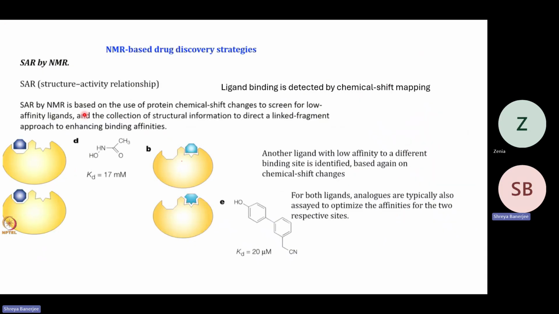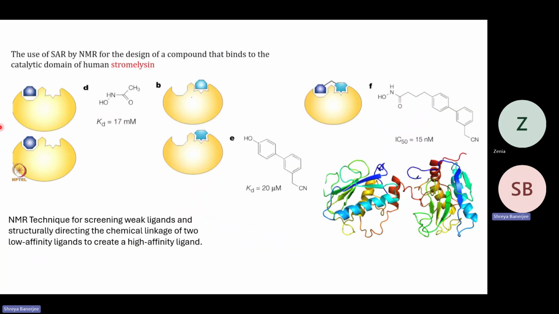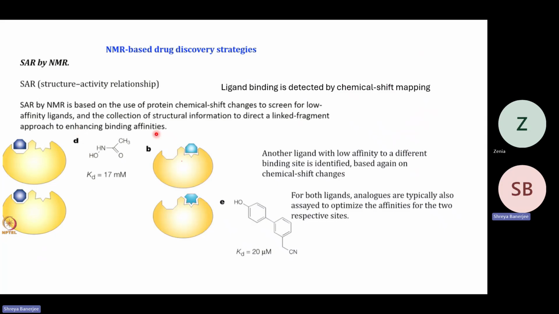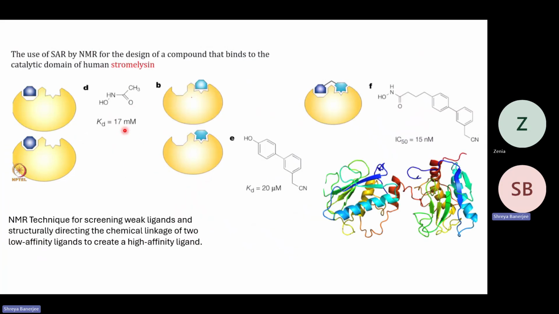So this is the method by which protein chemical shift changes are used to screen for low affinity ligands. Individually, these are low affinity ligands. And we get an idea of the structure that is fitting the active site. And then a linked fragment approach is taken. So these fragments are linked to enhance the binding affinities, which we can see from millimolar or micromolar individually has gone to 15 nanomolar.